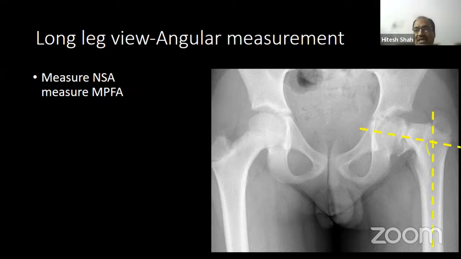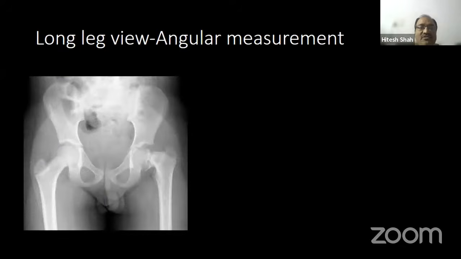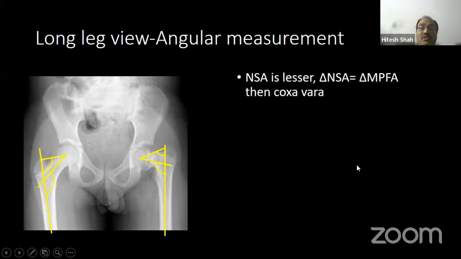We will explain that. As we discussed, that is the neck shaft angle. We need to draw a longitudinal axis of the neck, a longitudinal axis of the shaft, and measure the neck shaft angle. Normally the neck shaft angle near maturity is around 130 degrees in adults, and the MPFA is 85. So if you see a patient with an abnormal MPFA and neck shaft angle, we need to see the difference.